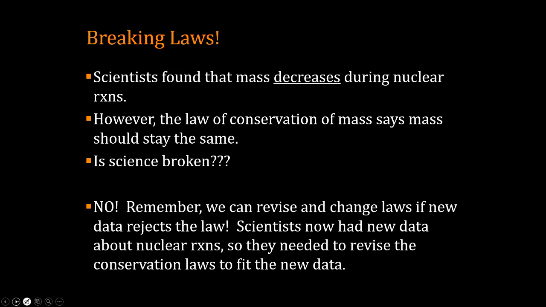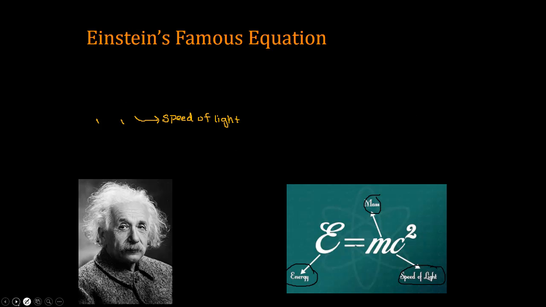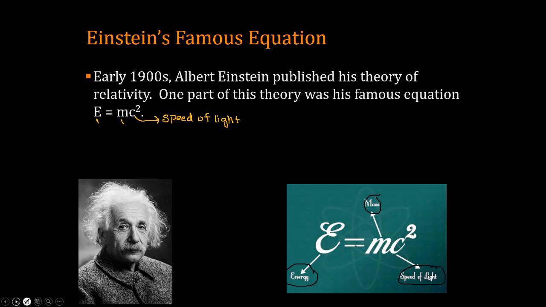And Einstein's actually the guy who explains what's going on. Einstein wrote down the famous equation E equals mc squared. It's part of his theory of general relativity. And in that equation, E is for energy, m is for mass, and c is for the speed of light. Now, the speed of light is 300 million meters per second. And so that's a really big number, and then we're going to square it.